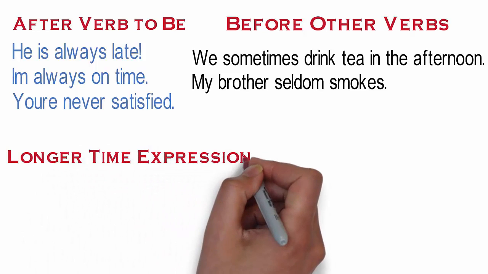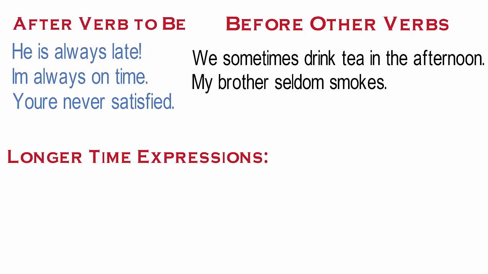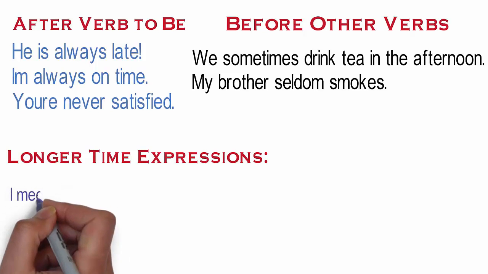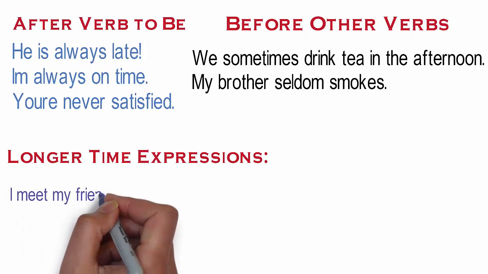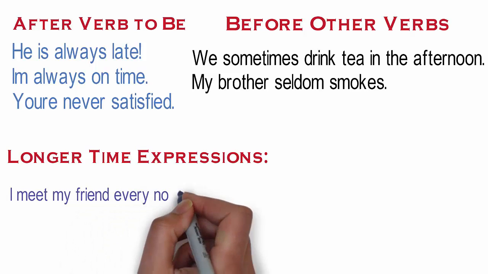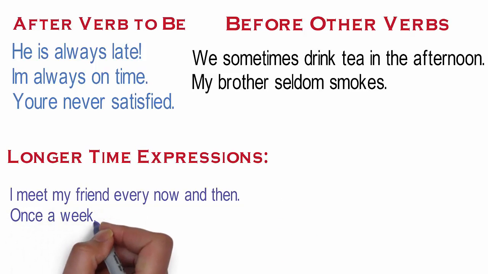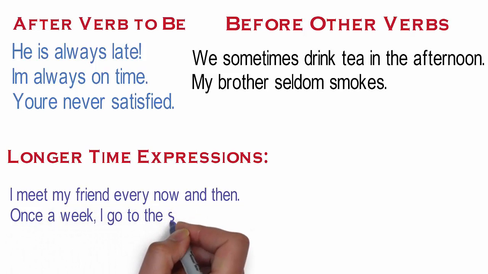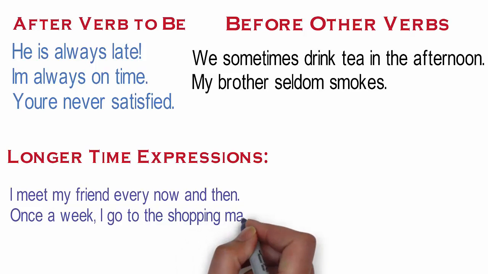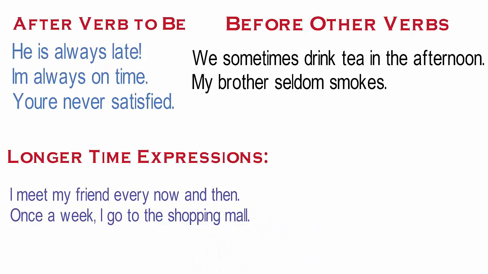Okay, what about long time expressions? We can use them in two places, at the end of the sentence or at the beginning of the sentence. For example, I meet my friend every now and then. So we write every now and then at the end of the sentence. Once a week, I go to the shopping mall. So once a week is at the beginning of the sentence. That's it. Now you know everything about the present simple tense.